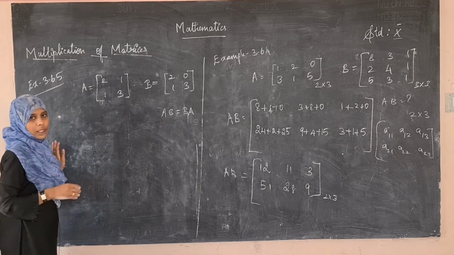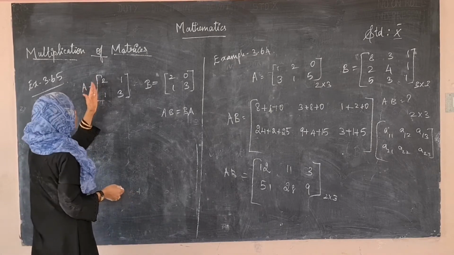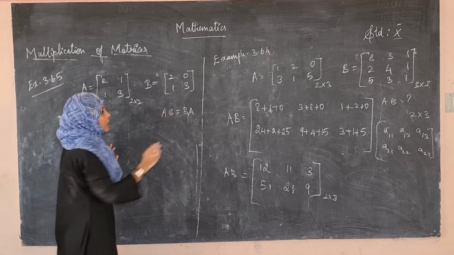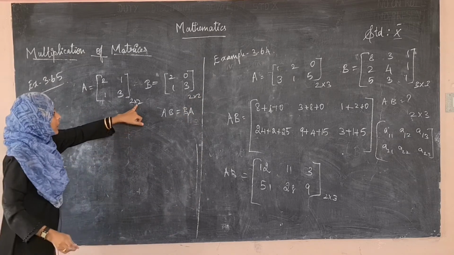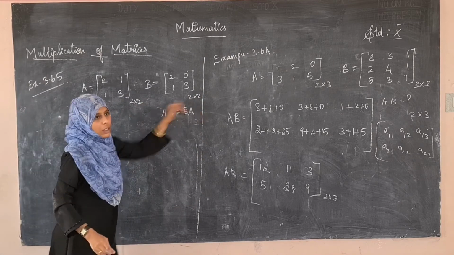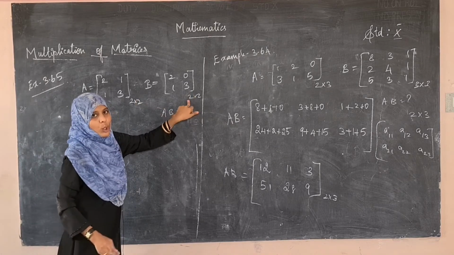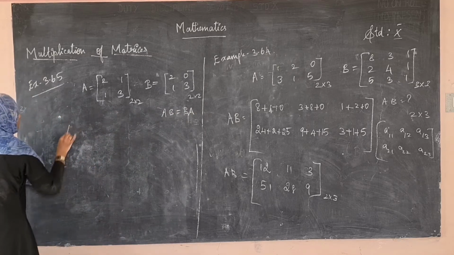Before that we have to check whether the multiplication is possible. What is the order of this matrix? 2 rows and 2 columns, 2 cross 2. What is the order of this matrix? Again 2 rows and 2 columns, that is 2 cross 2. So see here, this element and this element are the same. So the multiplication is possible for A into B.